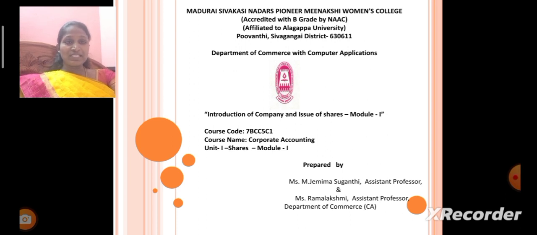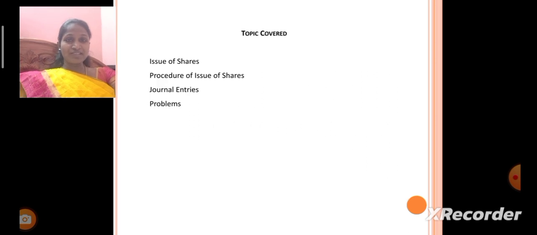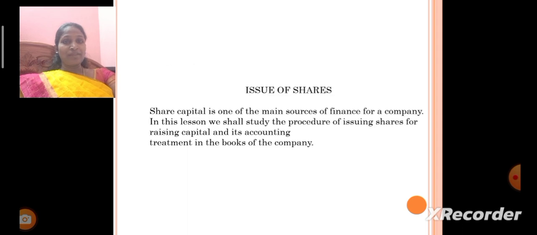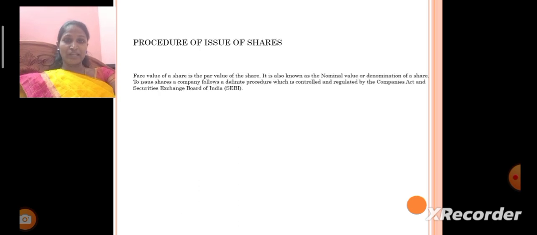We are going to see the subject Corporate Accounting on the topic Issue of Shares: how the company will issue shares, the procedures to be followed in issuing the shares, and the entries that a company has to follow with the problems. So we all know that share capital is one of the main sources of finance for a company. For issuing shares, the company has to follow the procedures and rules given by the Securities Exchange Board of India, that is SEBI.